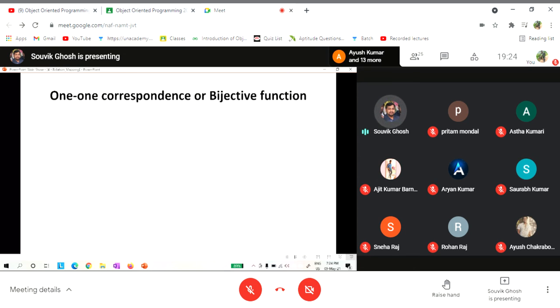So now we have the most important type of function, which is called the bijective function.